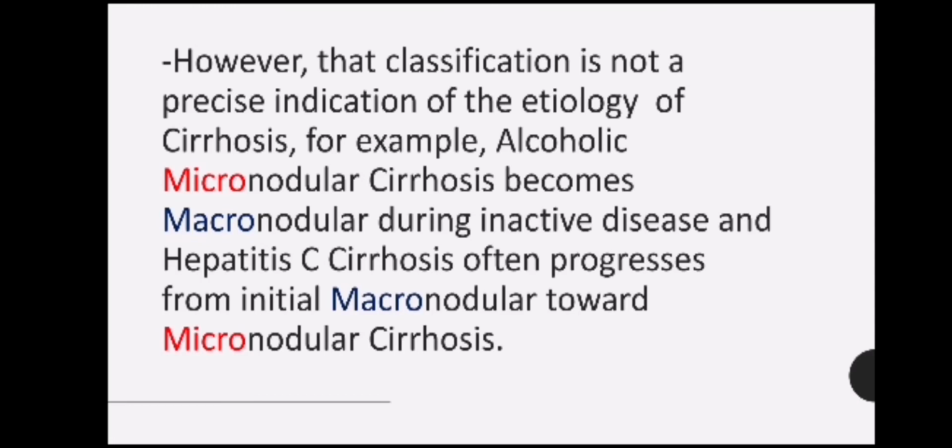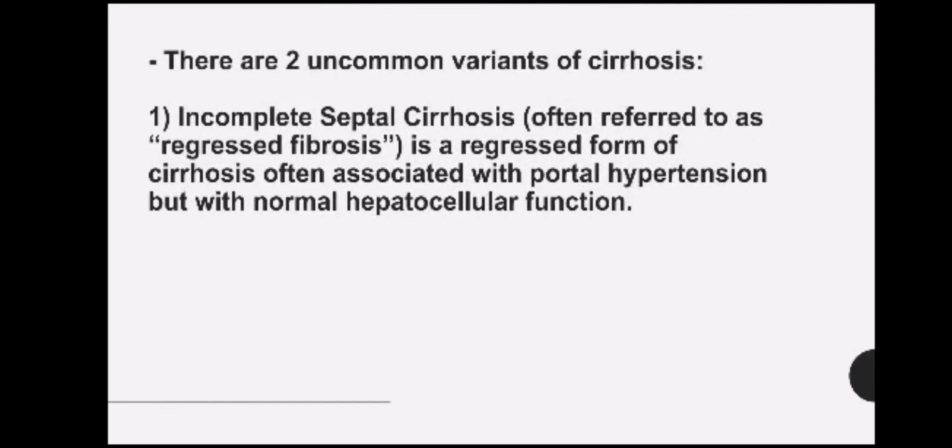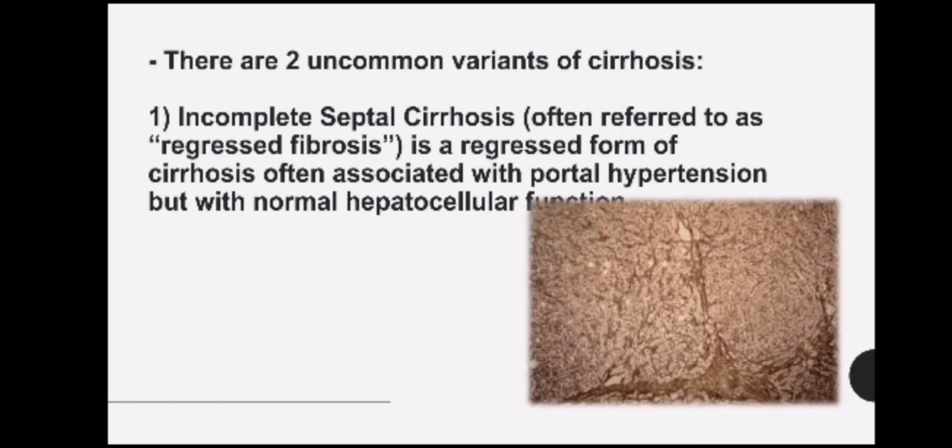micronodular cirrhosis. After we learned about the three macroscopic types of cirrhosis depending on the size of nodules, there are also two uncommon variants of cirrhosis. Number 1, incomplete septal cirrhosis, often referred to as regressed fibrosis. It presents with very slender septa radiating from enlarged portal fields toward the center of the lobule.